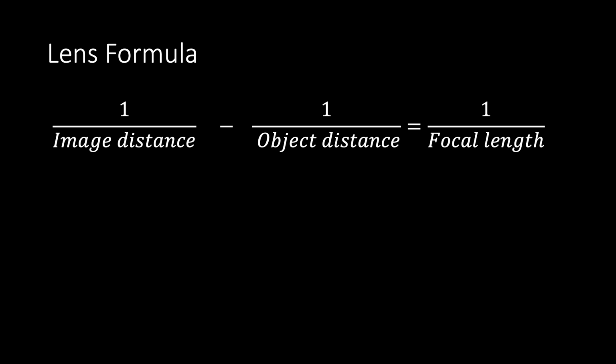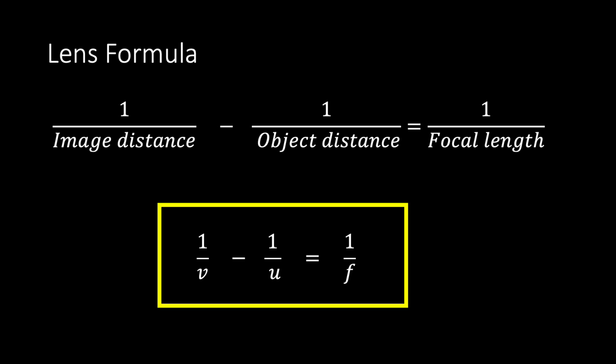Now that we know our signs, we can introduce the lens formula. This equation links the object distance, image distance and focal length. 1 divided by image distance minus 1 divided by object distance is equal to 1 divided by focal length. 1 by V minus 1 by U is equal to 1 by F. Always remember to plug in your values with their proper positive or negative signs.